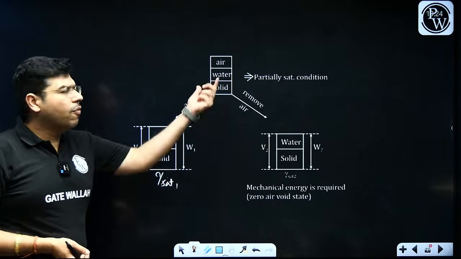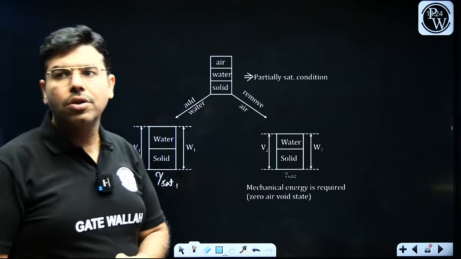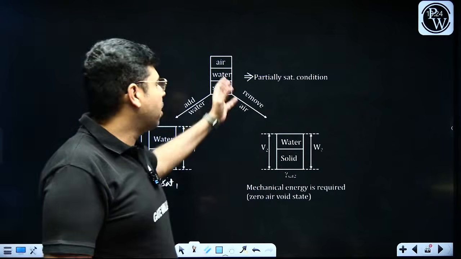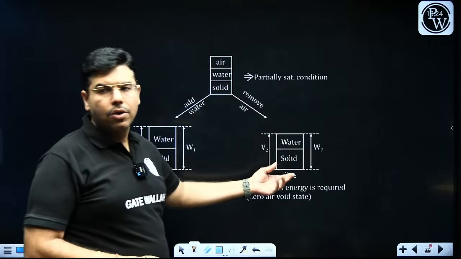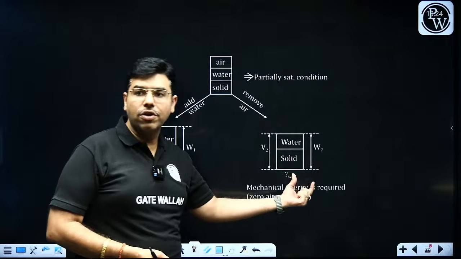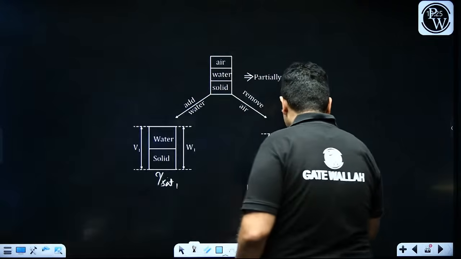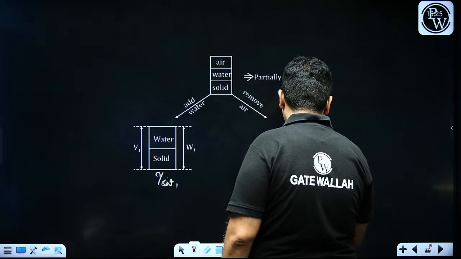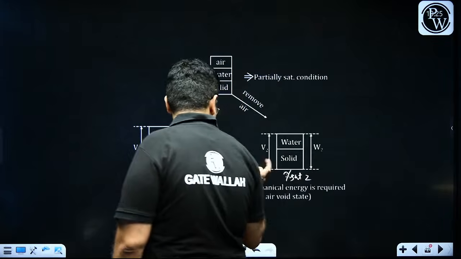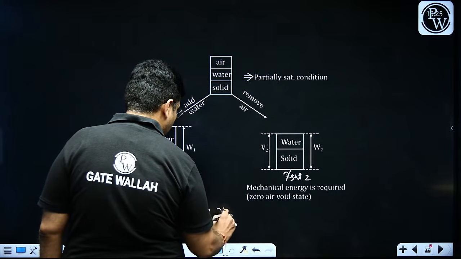Or you can keep the water content constant and apply infinite compaction energy. So you are making the air void 0 here. Mechanical energy is required. This is a 0 air void state. This is a hypothetical situation. And in both these situations, the gamma sat will be different. Obviously, gamma sat 1 would be less than gamma sat 2.